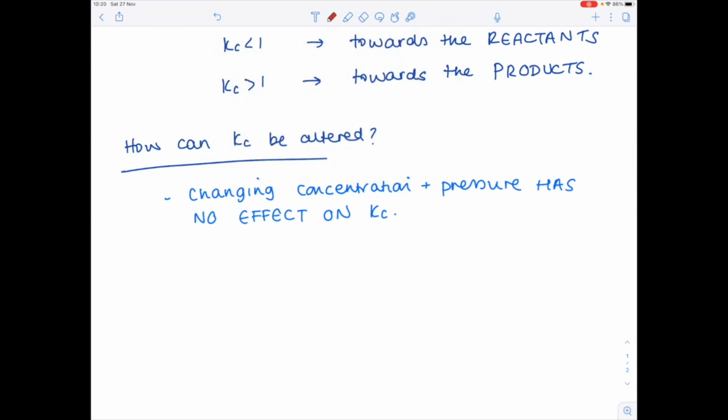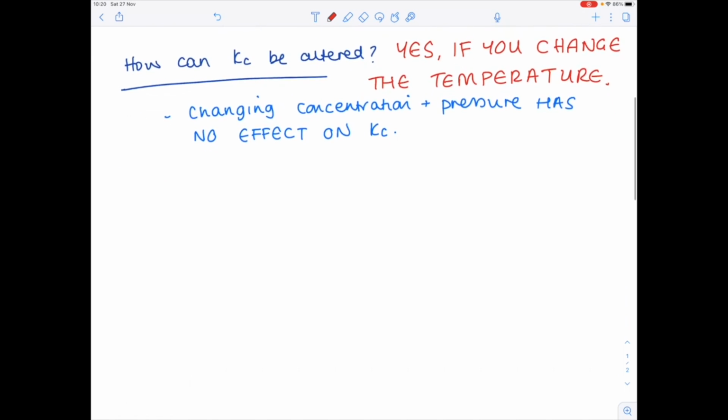However, if you change the temperature, Kc is altered. So the answer here is yes, if you change the temperature. So please, please, please be aware that concentration and pressure changes have no effect on Kc, but changing the temperature does have an effect. And why is that? When you change the temperature, the system acts to counteract the change in temperature.